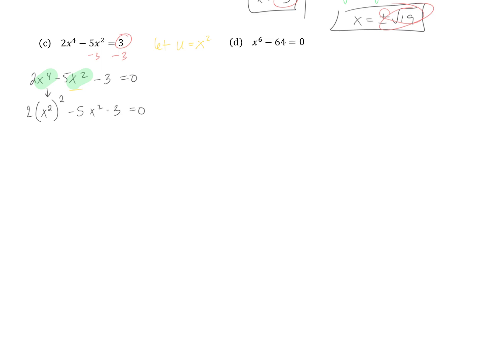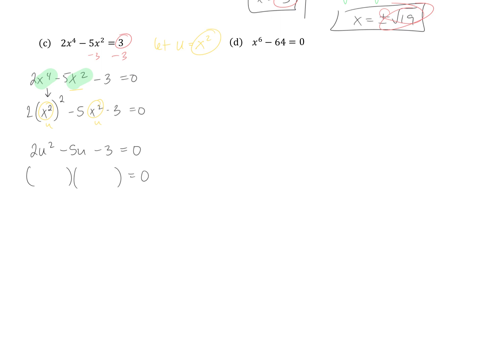So now I'm going to go ahead and substitute in that x squared wherever I see x squared, which is here and here. I'll replace them with u. Hence the name substitution. That's what I'm doing for solving. So that'll be 2u squared minus 5u minus 3 equals 0. Now this is something that looks like a regular quadratic, which we're used to factoring. So I'll go ahead and factor this like a regular quadratic.